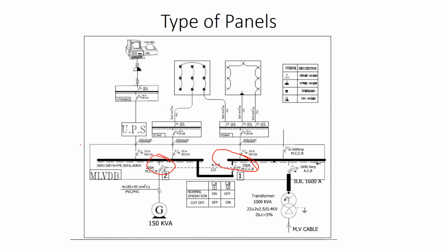So this video was about the panels. Before we end, we have something here, the MLVDB, which means the main low voltage distribution board. As you can see, it contains all of the elements we discussed before, the same as the single line diagrams we talked about in the previous slides.